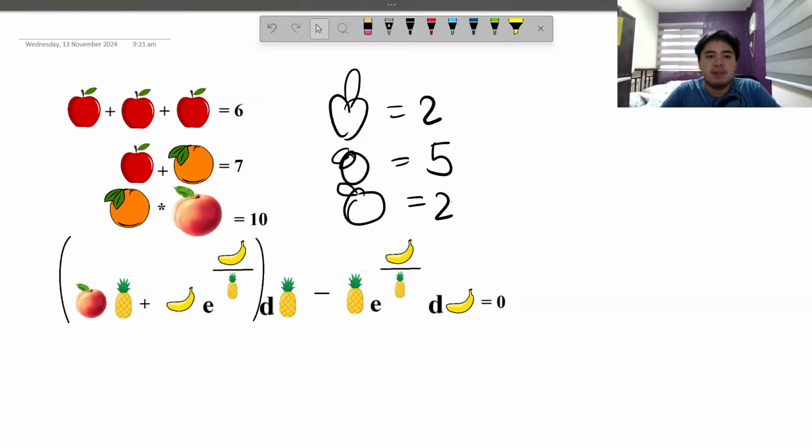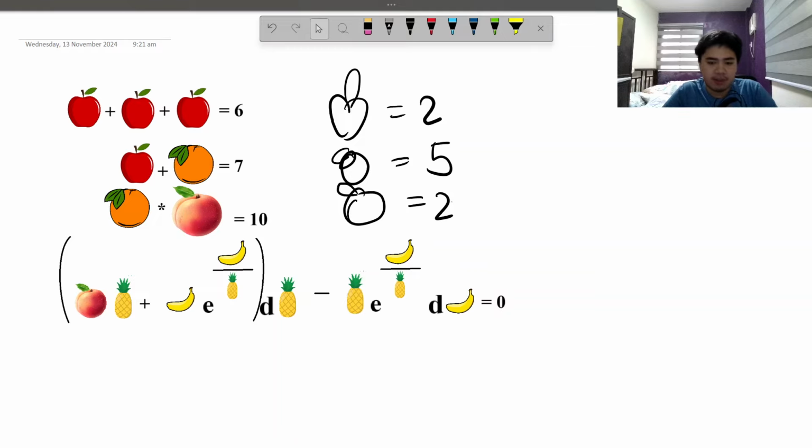Peach times pineapple plus banana times e to the power of banana over pineapple, d pineapple, minus pineapple times e to the banana over pineapple, d banana equals 0. What would be the general solution for this equation?